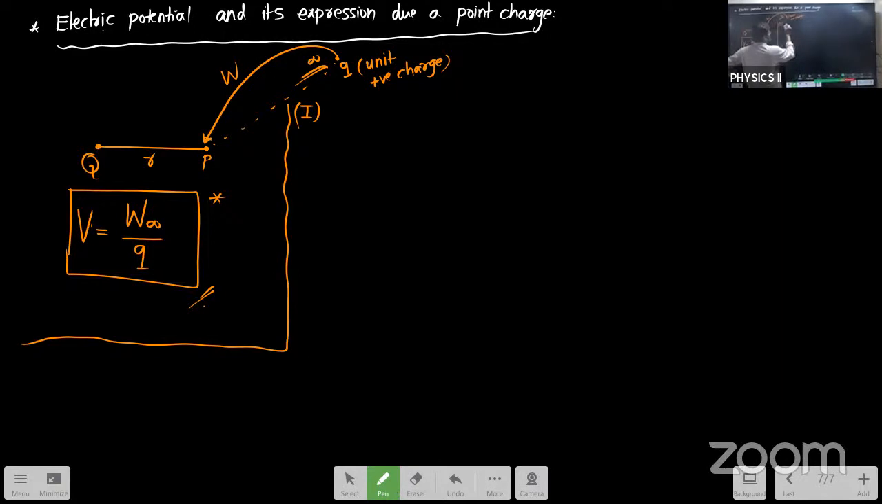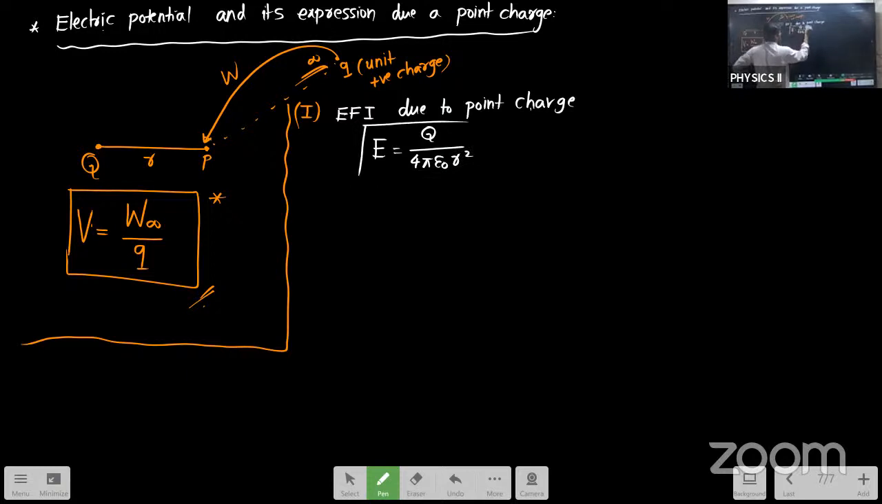Now we know that electric field intensity due to point charge. Yesterday we did this. What is the formula for electric field intensity due to point charge? We know that it is given as E is equal to Q divided by 4 pi epsilon naught R square. Everyone knows this formula. Yesterday we obtained the expression for electric field intensity due to point charge. And I think we got this expression. What is that? E is equal to Q divided by 4 pi epsilon naught R square.